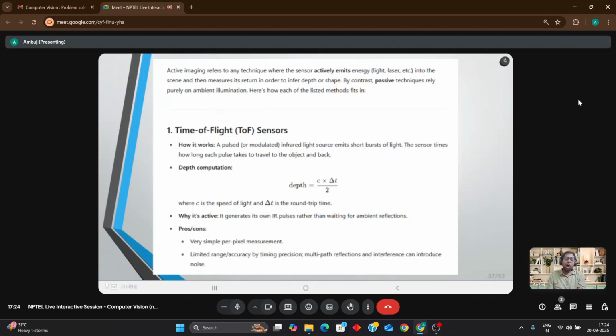Since we are using light, the speed of light is what is considered: c into delta t divided by 2. Why is it active? Because it generates its own IR pulses rather than waiting for ambient reflections. The pros are that it is very simple for pixel measurement; the cons are limited range and accuracy bounded by timing precision. Multi-path reflections and interference can cause issues.